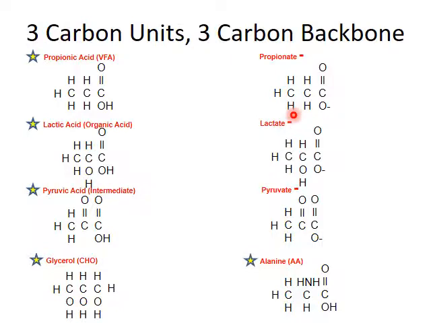We've already mentioned the three carbon units. We're going to be showing you where they fit into metabolism. Remember, we've got propionic acid, lactic acid, pyruvic acid, glycerol, and alanine. And for the purposes of this class, they can be very interchangeable. They all have that three carbon backbone there, three carbons in a row, and that's where the interchangeability in this class comes from.